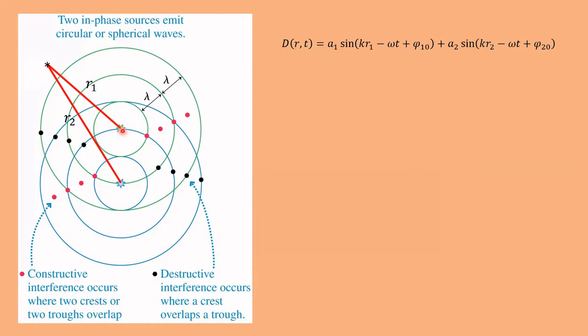So the distance from source 1 to the point in question I will call R1. And the corresponding distance to source 2 is called R2. This is the progressive wave that has just reached this point from source 2, and this is the progressive wave that has just reached at time t the point in question. And remember, A1, A2, they don't have to be the same.